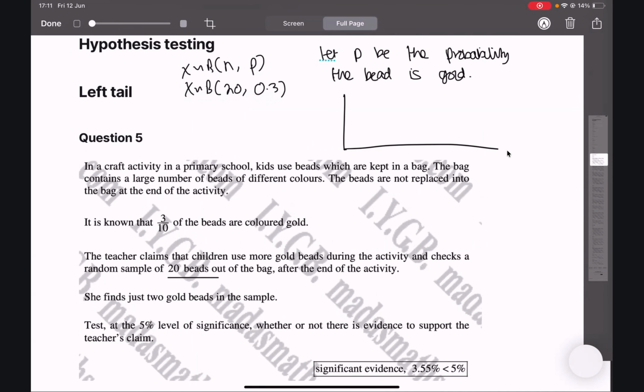But all you need to do is work out the mean. The mean is n times p. So that's 20 times 0.3, which is 6. So this is 6, and then on the side, the probability just gets lower and lower. Now, the reason we do this is we can then write the test statistic.